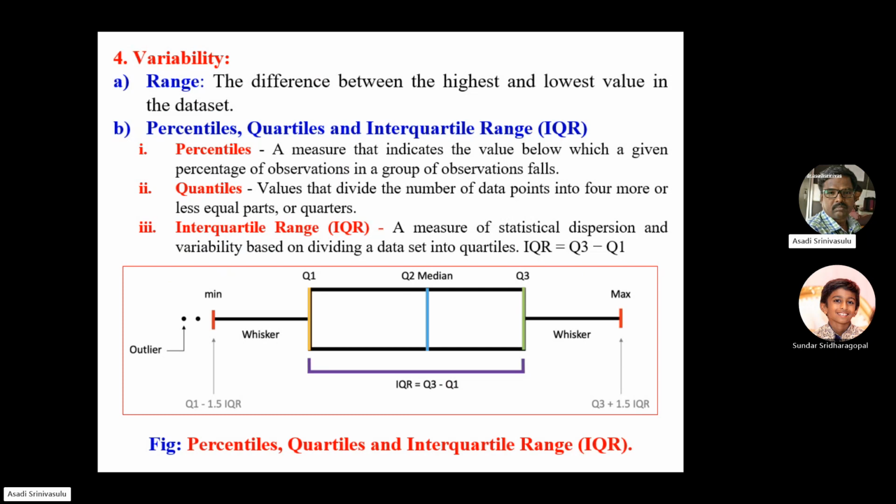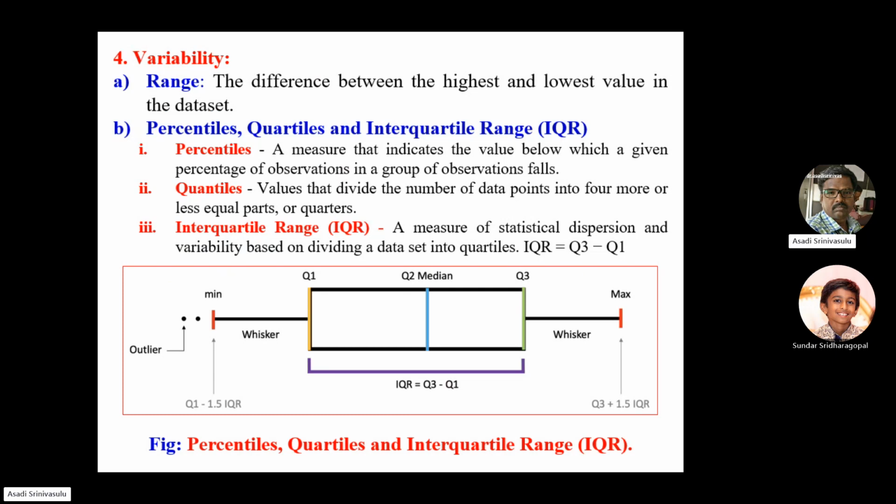What is meant by percentiles? A measure that indicates the value below which a given percentage of observations in a group of observations fall. For example, out of 100 students, if 90 students are present, that comes under the 90th percentile. Quantiles are values that divide the number of data points into four more or less equal parts, or quarters.